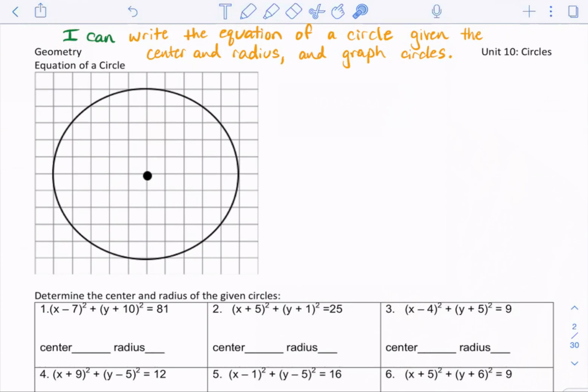Today is Tuesday, May 5th, and our goal is that we can write the equation of a circle given the center and the radius, and graph circles as well. So we've now started a new unit. This is actually Unit 10, and we're going to give it a shot here.